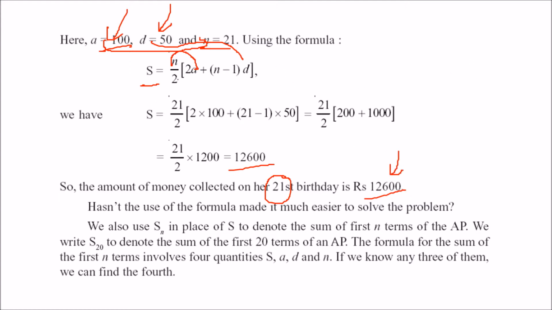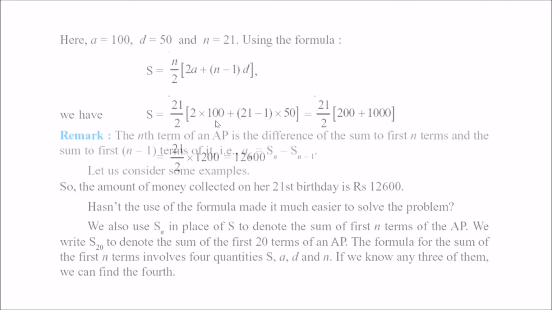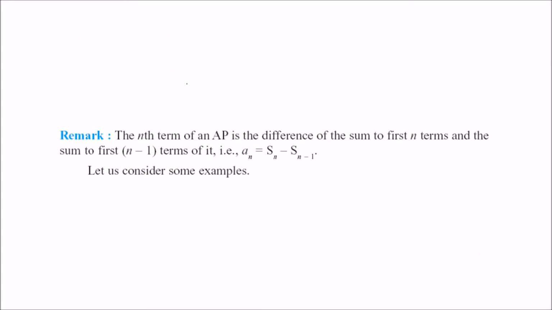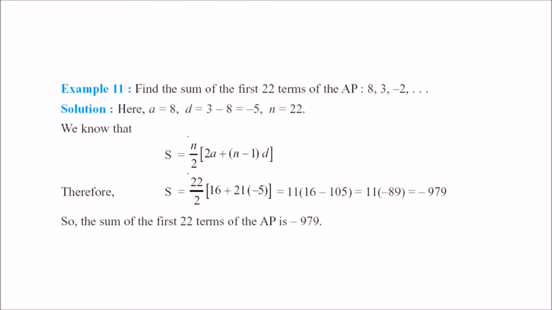So we will write this S as S21, the subscript 21 showing that the sum is till n equal to 21, or the sum of the first 21 items in the list, which we call an AP. So S is the sum, a is the first element, d is the common difference, and n is the number of terms which the question will ask. Then let us come to the examples.